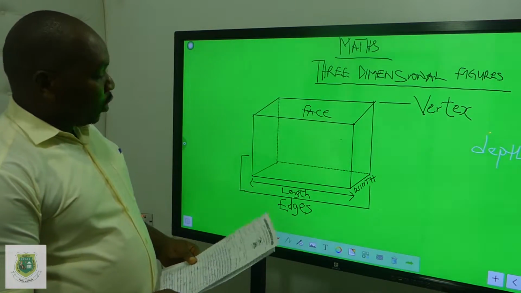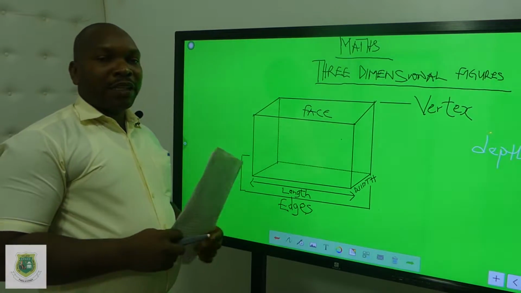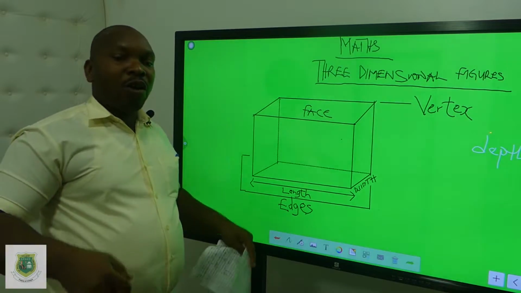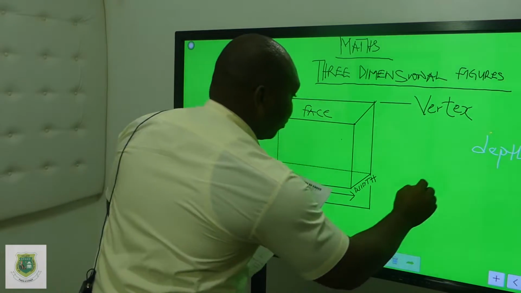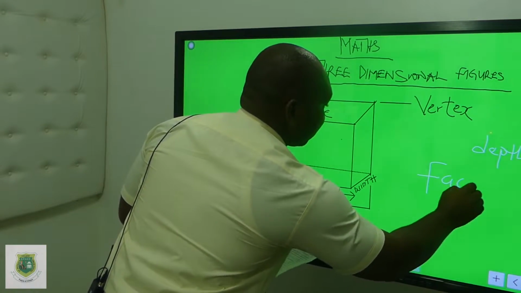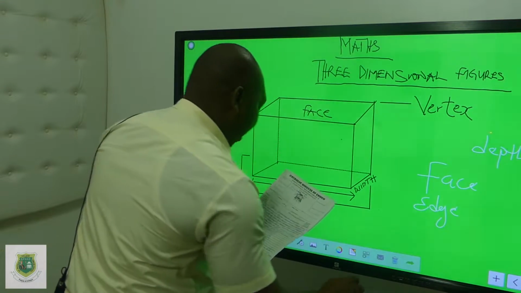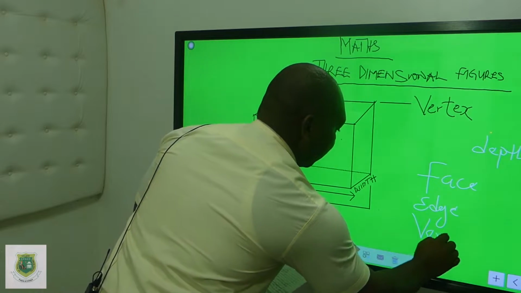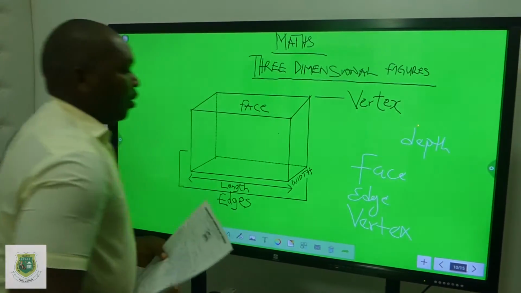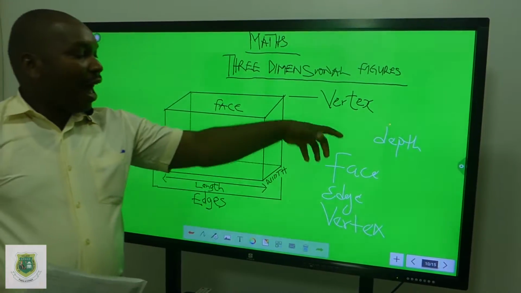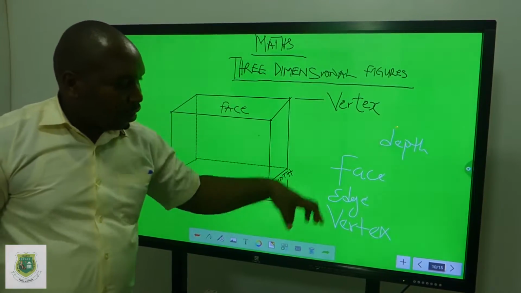The attributes of a three-dimensional figure are what you use to know a three-dimensional figure. Any three-dimensional figure or shape must have the following. It must have the face. It must have edge. It must have vertex. These are the attributes or properties or characteristics of a three-dimensional shape.